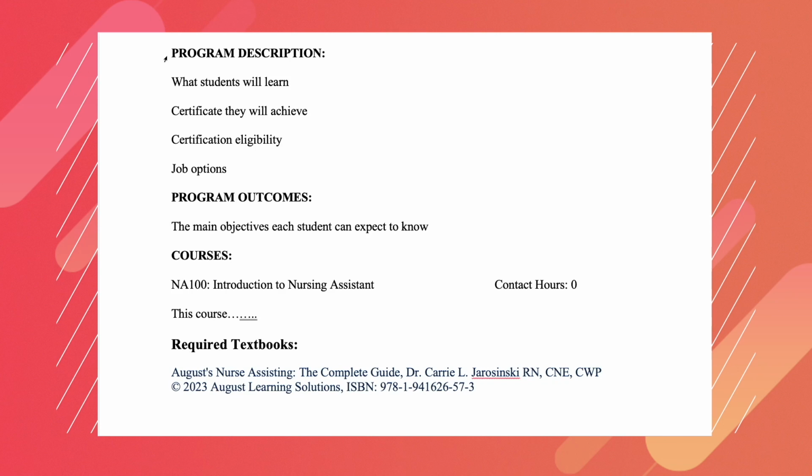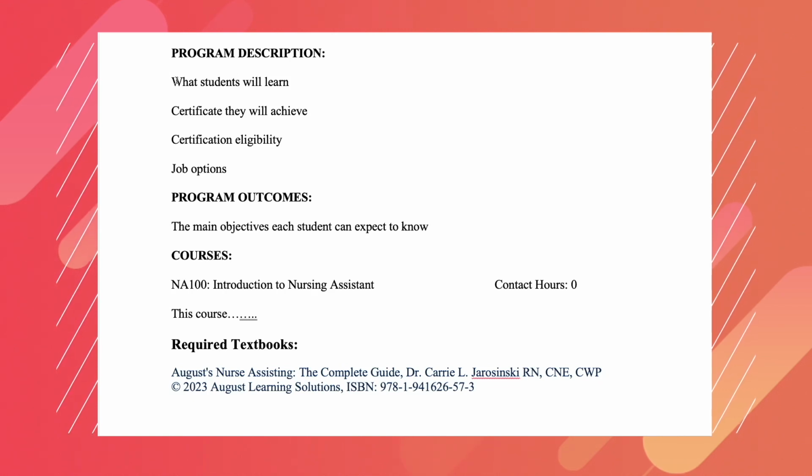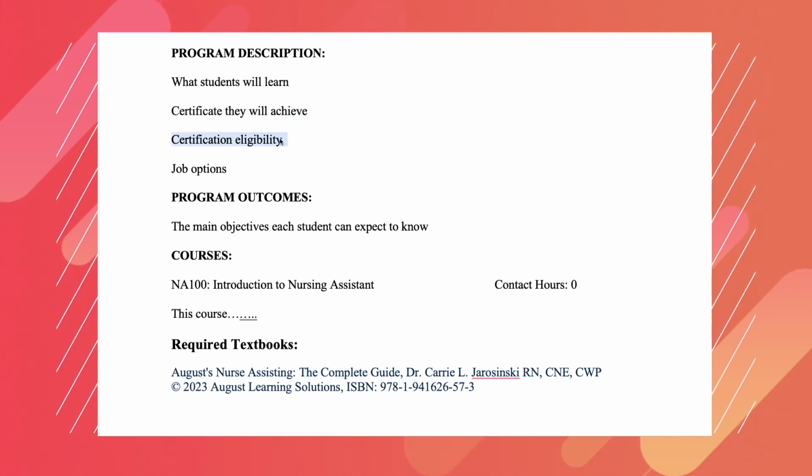Next is your program description. Now, program descriptions vary. My program may be a little different than yours, and etc. So here's some key concepts to take into consideration. What will the students be learning? What type of certificate will they achieve by the end of your course? Are they going to be eligible for any type of certification, which we know they will be? And then what type of jobs can they get after coming through your course?